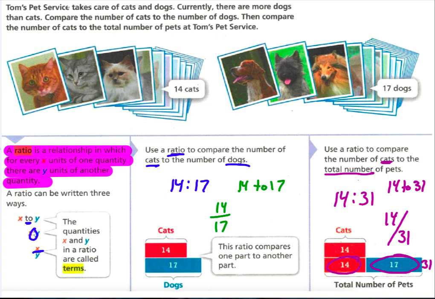And then I always like to think of ratios as fractions because it helps remind me that fractions should always be simplified. So in this case, 14 over 31 can't be simplified, so we're good. But later on, we're going to watch carefully to see, can I simplify this ratio down to its simplified form or its most basic form?